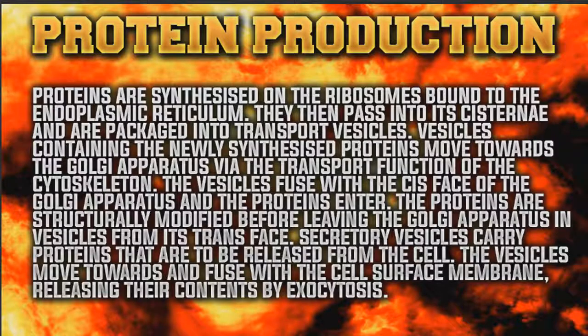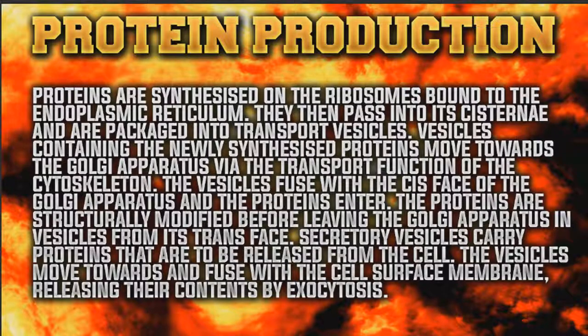Alright, now I'm going to tell you how all of these organelles we've just described work together in order to form proteins. You'll look at this more in depth in the future, but this is just the basic way that all of these organelles function together. So, proteins are synthesized on the ribosomes bound to the endoplasmic reticulum. They then pass into the cisternae and are packaged into transport vesicles. Vesicles containing the newly synthesized proteins move towards the Golgi apparatus via the transport function of the cytoskeleton.